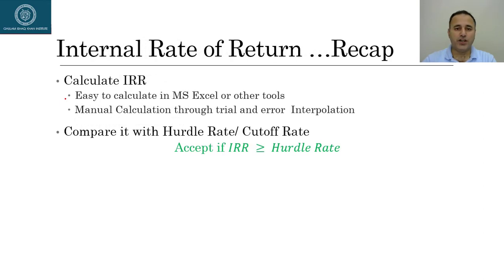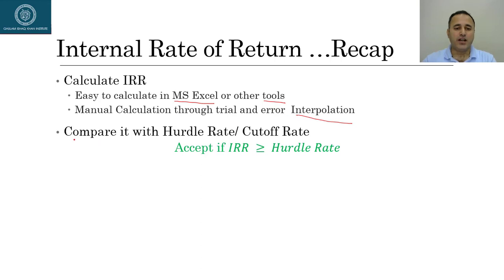So I'll give you a quick recap of internal rate of return. Internal rate of return is very easy to calculate in some software, of course Microsoft Excel and some other tools. But if you would like to manually calculate it through the trial and error method, you use interpolation for that.